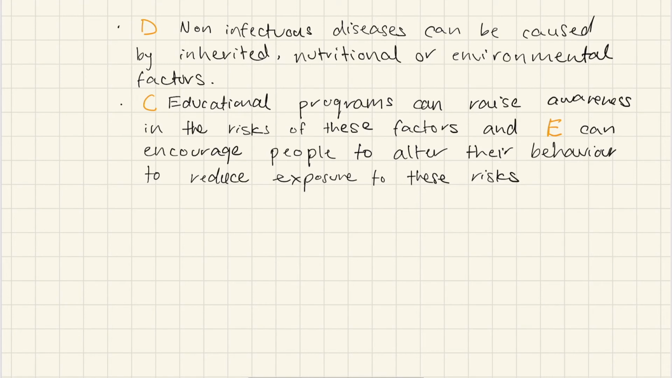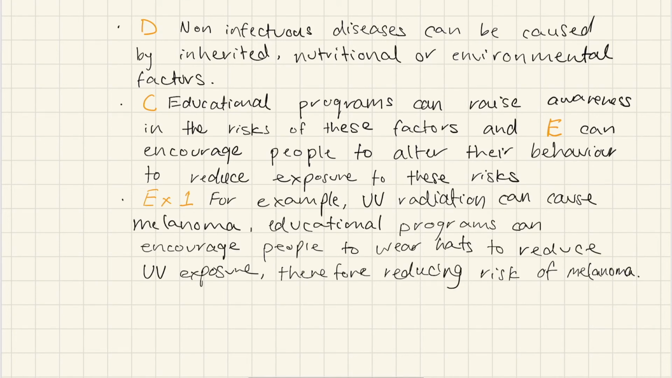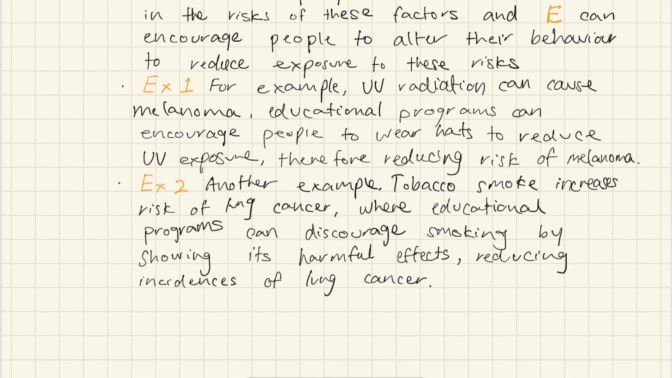And the effect of that is that it can encourage people to alter their behavior to reduce their exposure to these risks. So for our first example, we're going to talk about UV radiation, which causes melanoma, which is our example of a disease. And we're going to say that educational programs encourage people to wear hats, which reduces the UV exposure. So applying the cause and effect framework we wrote about previously into the example. Now, second example is the same concept, but with tobacco and smoking, which increases risk of lung cancer.